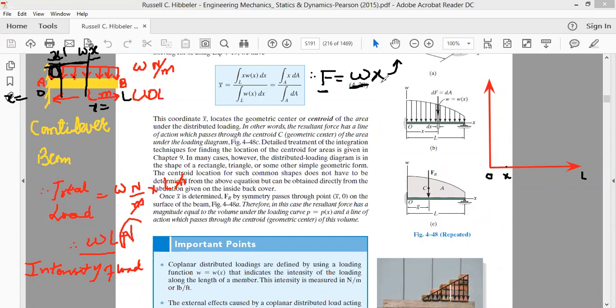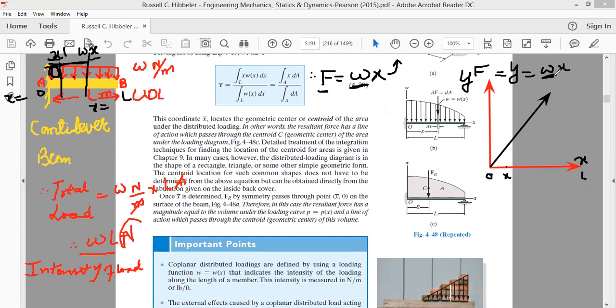So if you plot the graph, it will essentially be like this. It will be a straight line. We will say that this is x, this is y, and y varies with x as y is equal to W into x, intensity of the load multiplied by x, where this y represents the force. The load acting on the beam is increasing linearly, but the intensity of the load remains constant.